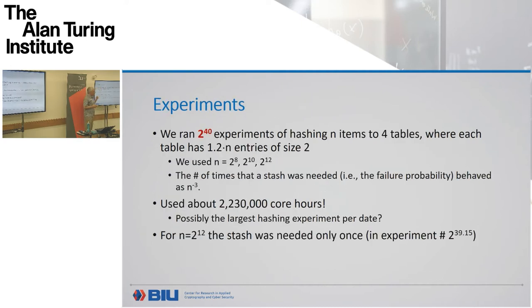We don't know how to prove it, but then we ran experiments to verify it. The experiments we ran were quite extensive. We ran 2 to the 30 experiments of hashing n items to four tables, where each table had about n entries of size 2.